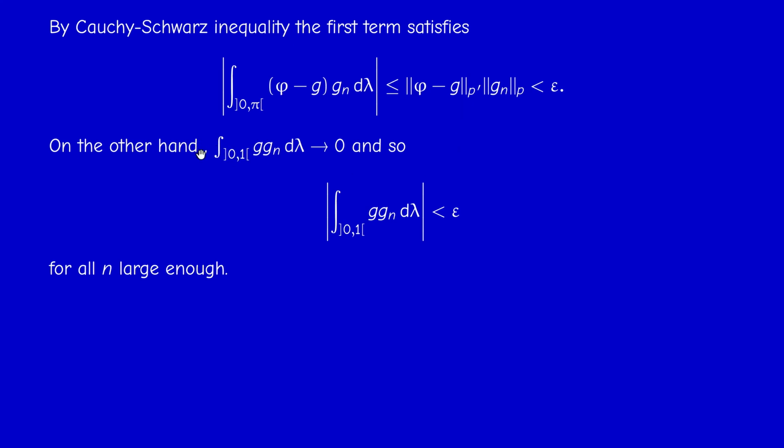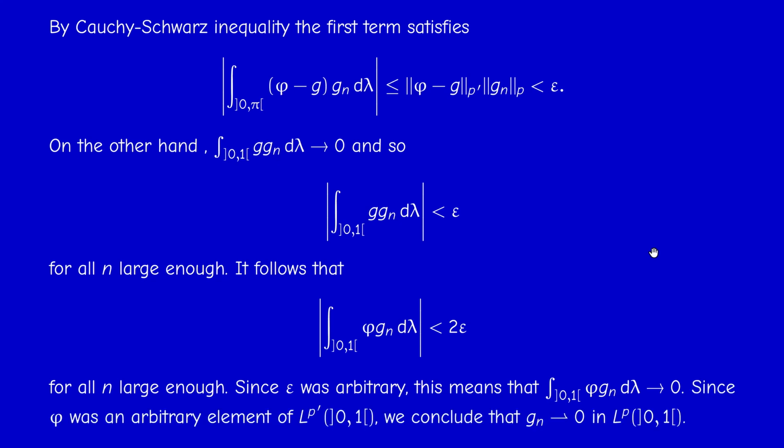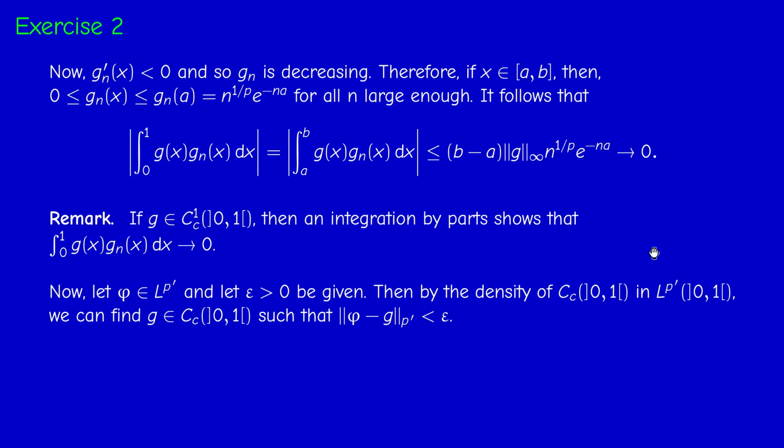The second term, according to the first step, tends to 0, so it's less than epsilon for all n large enough. And therefore, when we add them, we get that the integral of phi g_n is less than 2 epsilon for all n large enough. And this means that the integral of phi g_n converges to 0, and therefore g_n converges weakly to 0 in L^p. That's it. Actually, I didn't prove that g_n does not converge strongly.